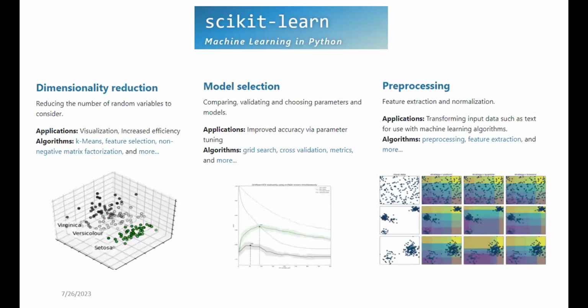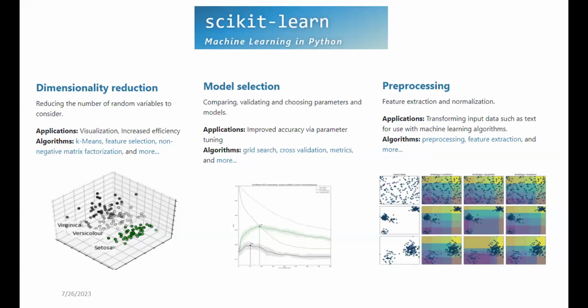Then dimensionality reduction can also be done in the scikit-learn library. This is required when you want to visualize the data. If it has multi-dimensional data, it is not easy to visualize. So dimensionality reduction plays an important role in seeing its visuals. So again, k-means, feature selection, non-negative matrix factorization. These mathematical tools you can easily access in this particular dimensionality reduction feature of scikit-learn.